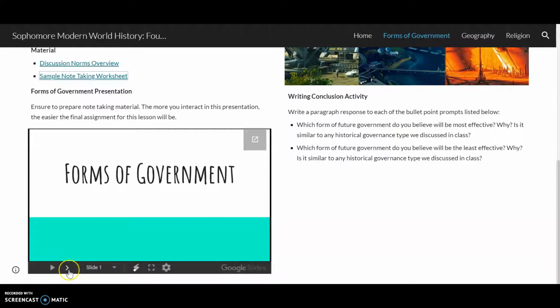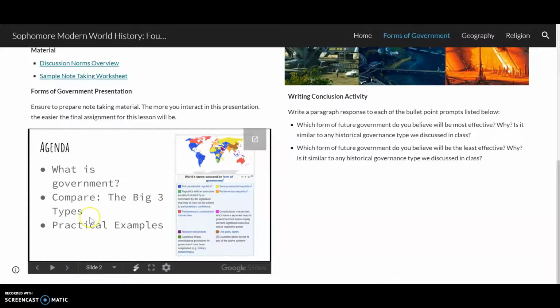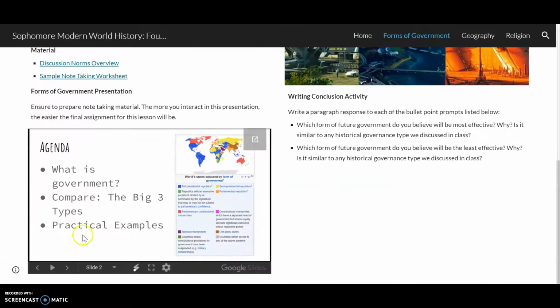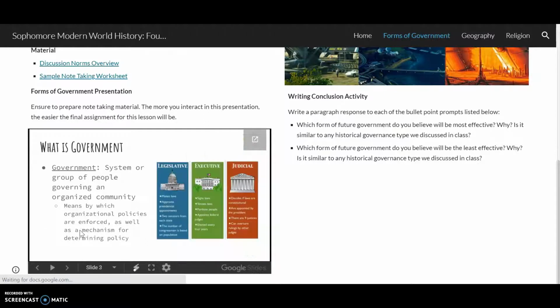So here's the slideshow. It's pretty basic. I just have the little agenda. What is government? That's where we define the government. Compare the big 3 types. That's where they take notes in the top portion in this chart I was referring to. And then practical examples. That's where we go into a more applied way to apply our knowledge through answering these specific questions that force them to use the definition of autocracy, democracy, and oligarchy within their answers.